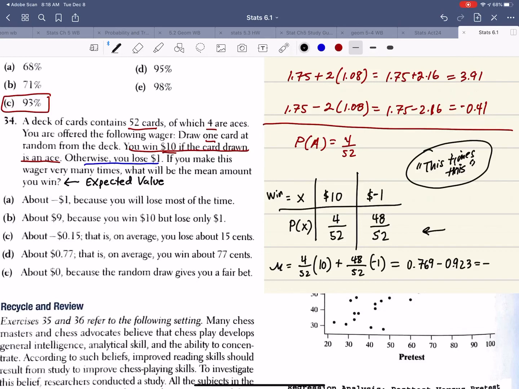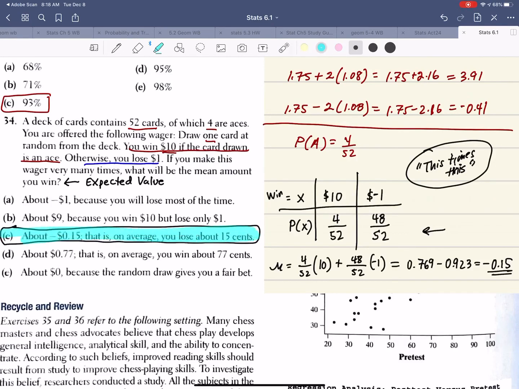So I'm getting -15 cents, and that is one of my answers here about, in the long run, I should expect to, on average, lose 15 cents if I keep playing this game.